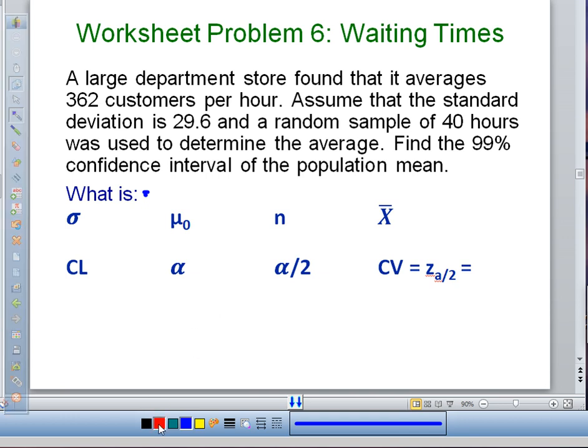All right, so let's take a look. What's our standard deviation? Standard deviation right here is 29.6. That is our sigma, so sigma is 29.6. Our confidence level: if you look, they want a 99% confidence level interval, right? So that's going to be 99%.